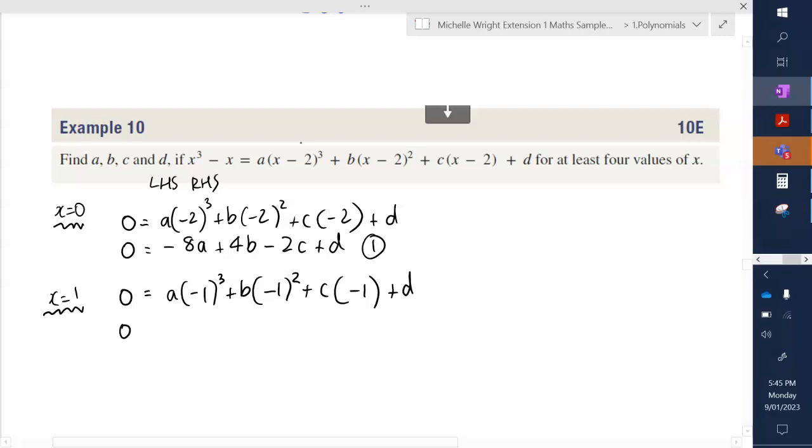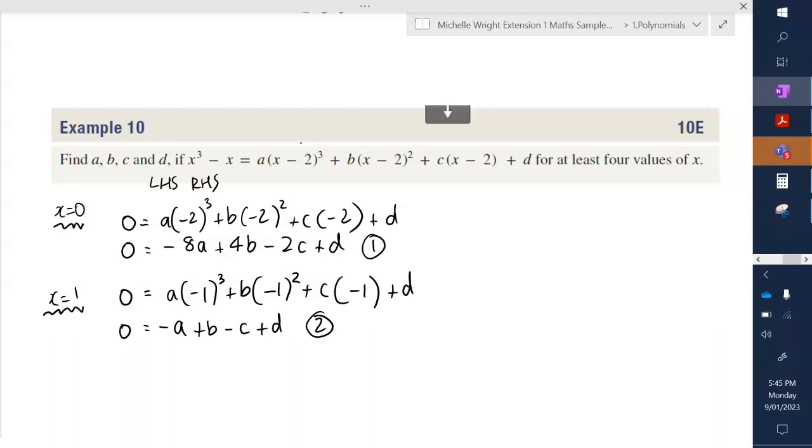If I neaten that up, I end up with 0 is equal to minus a plus b minus c plus d. There's another equation. Doesn't help us yet because we've got 4 unknowns and we'd really need 4 equations to get that to work.